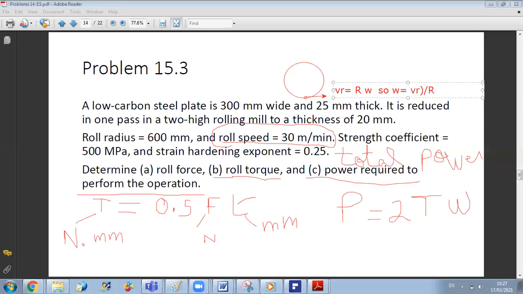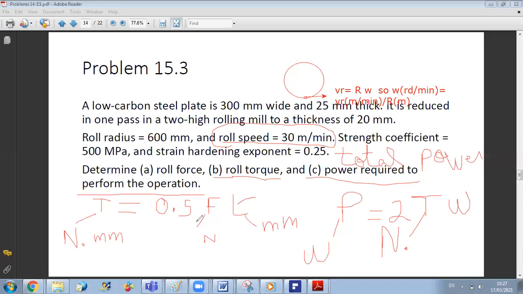Now since the roll speed is given in meter per minute, if I keep VR in meter per minute and then divide by R in meters, so that the meter unit cancels out, I will get omega in radian per minute. But in my equation, if I want the power in watt, which is the SI unit for power, what should be the units of T and omega?